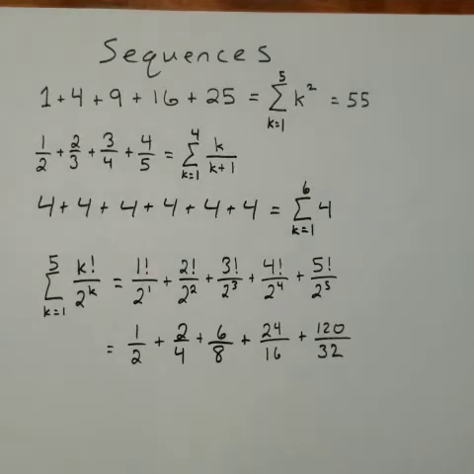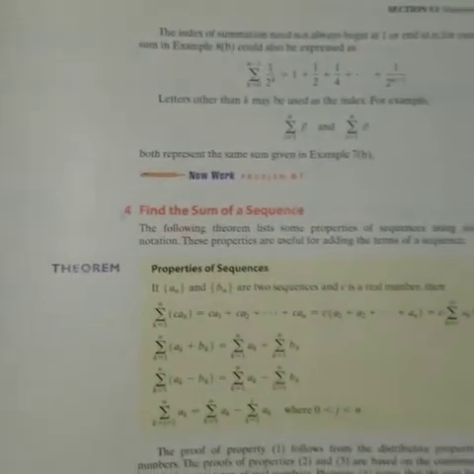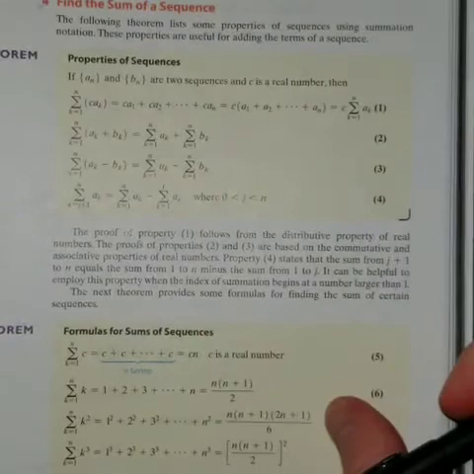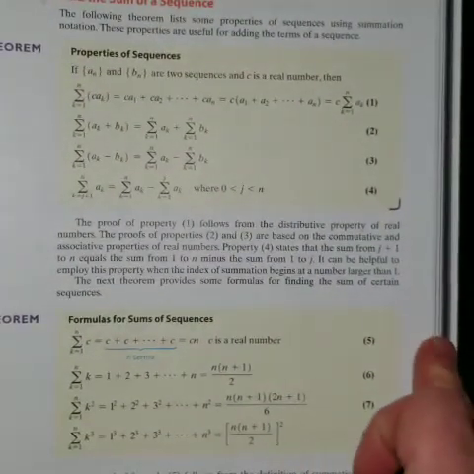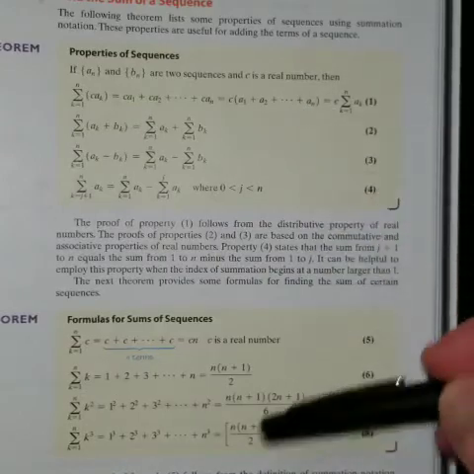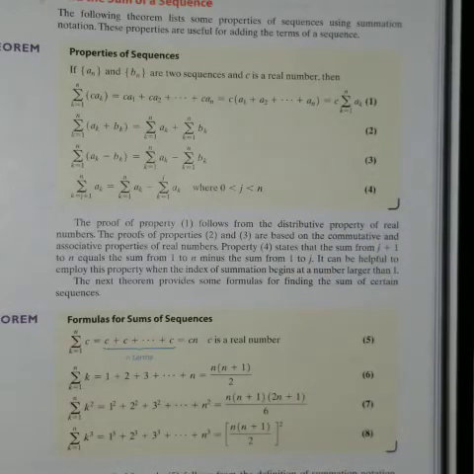Finally now, in this section, there are some properties of summations or sequences that I think you guys are going to really need. And I'm going to just put them on the camera here. They're on page 645 in your book. There's two boxes here, and they're very important properties.